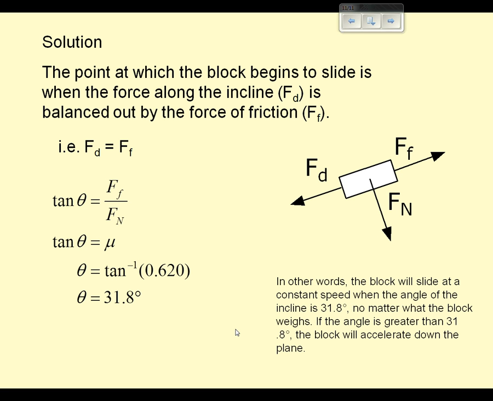In other words, the block will slide at a constant speed when the angle of the incline is 31.8. No matter what the block weighs. Did you notice that? That we didn't use the mass at all? It doesn't matter how heavy the thing is. At 31.8, it'll slide. If it's greater than 31.8, it will accelerate.